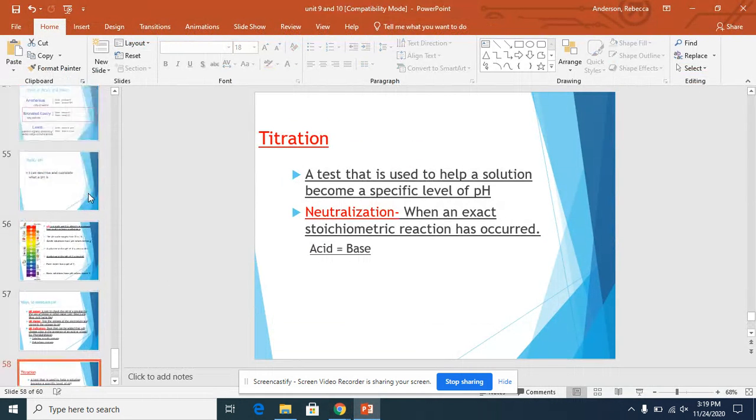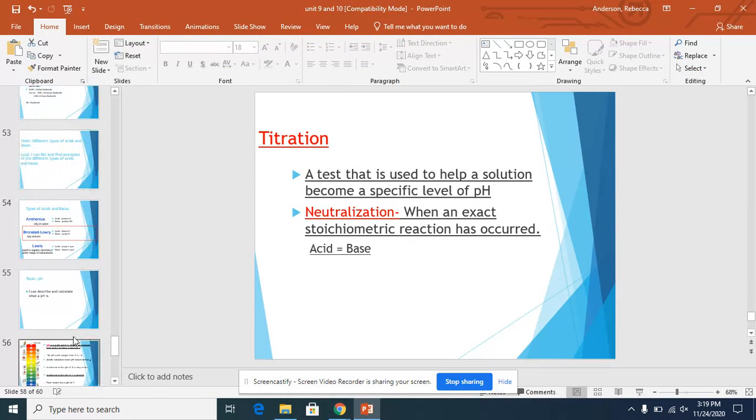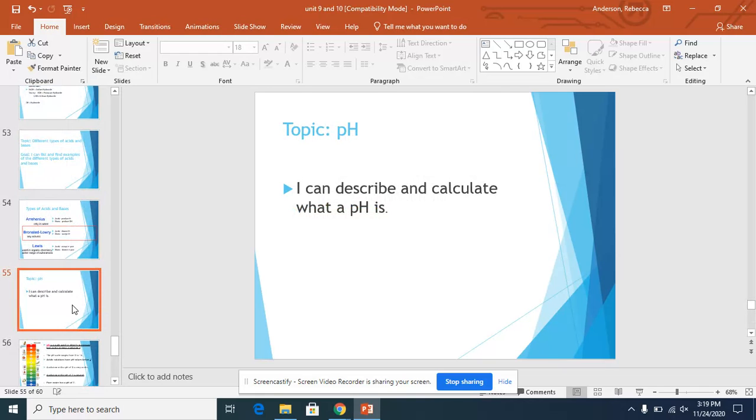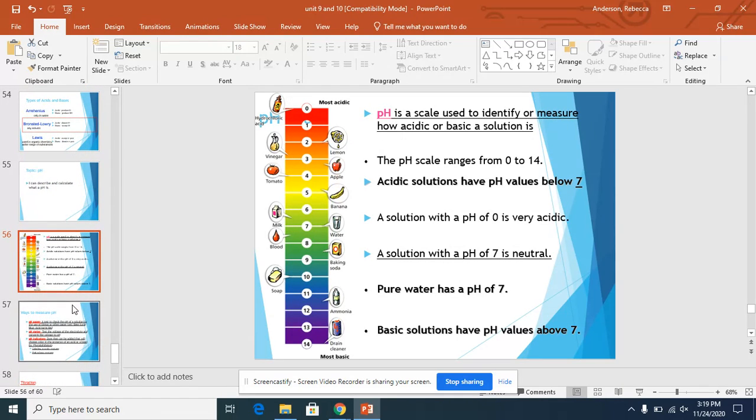Your topic is pH, and your goal is I can describe and calculate what pH is. So we talked about pH a little bit when we talked about the differences between acids and bases, but to dig a little deeper, pH is a scale used to identify or measure how acidic or basic a solution is. So you do need that definition written down.